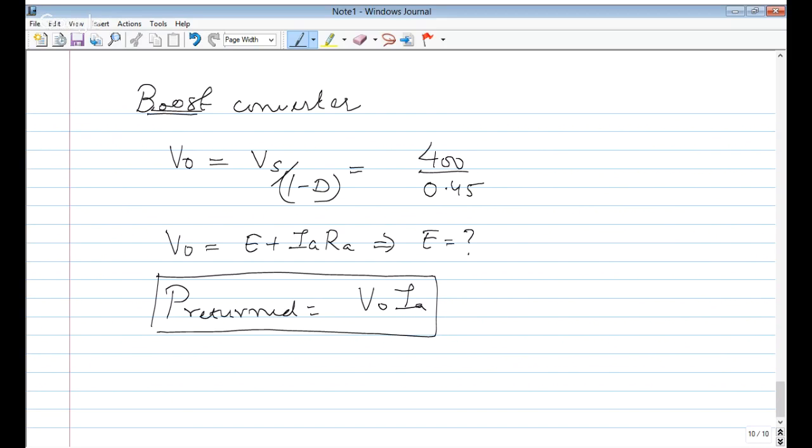And power generated by the machine will be E into IA. That is the power that will be generated by the machine, and this will be the power that is returned to the supply. V naught you can find out as the output of boost converter. Okay, so that will be the output.